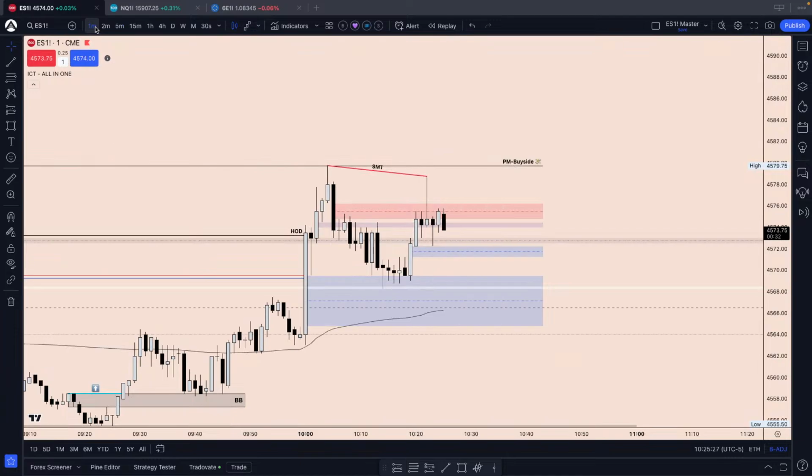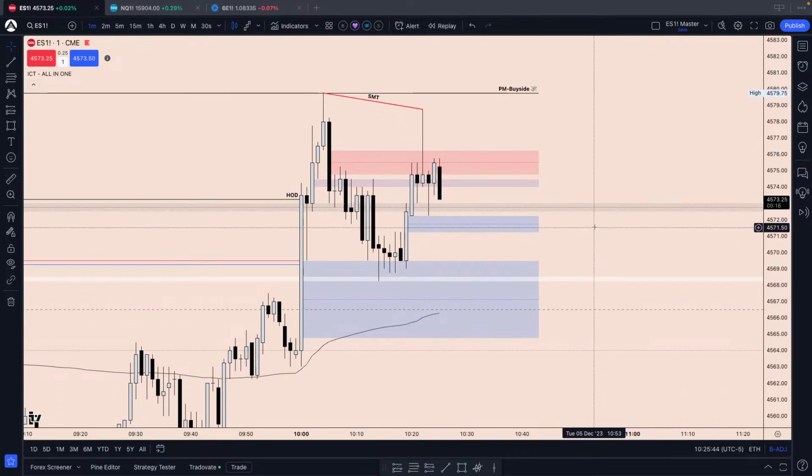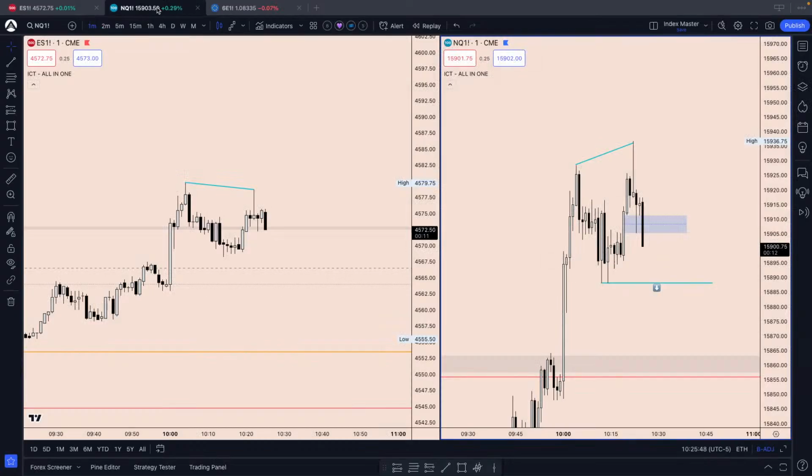Still not clear. I'd say it would have been if we closed above the inversion fair value gap, but during the last couple of seconds on that 1-minute candle, we immediately snapped back, rejecting from that area.